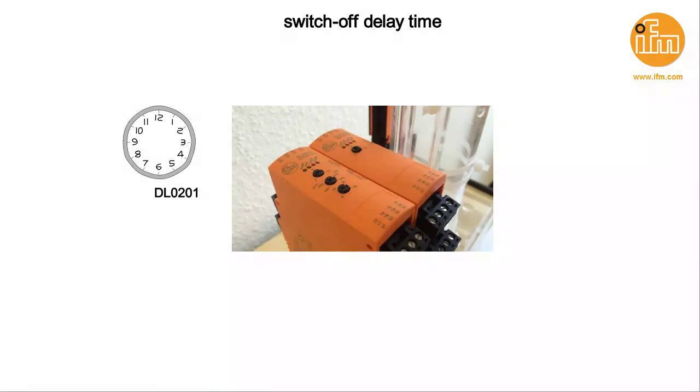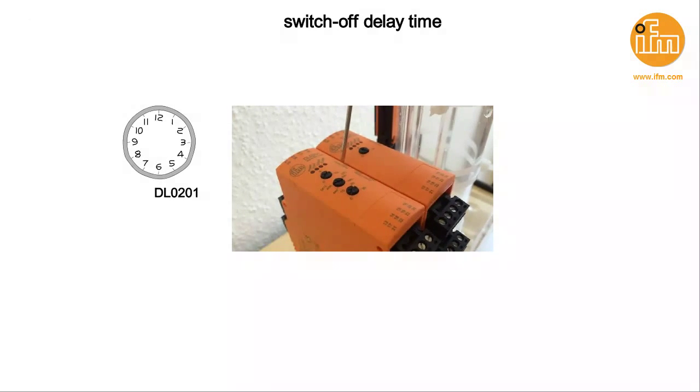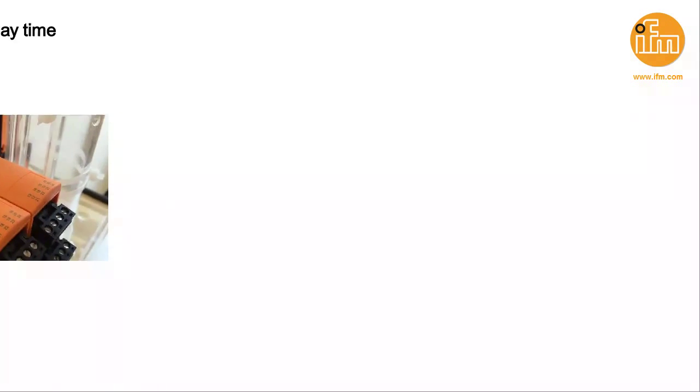The level monitoring relay DL0201 offers an adjustable switch-off delay. Using the rotary switch in the middle, the unit can be set in minutes or seconds. Also, the factor 1 is set on the left, and the factor 2 on the right. Using the lower rotary switch, you can set the time with which the factor is multiplied.